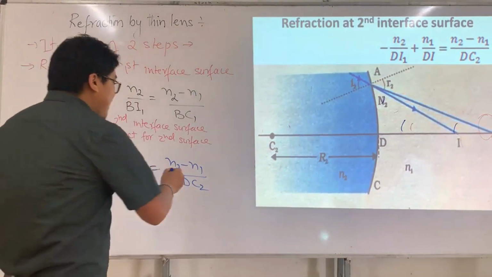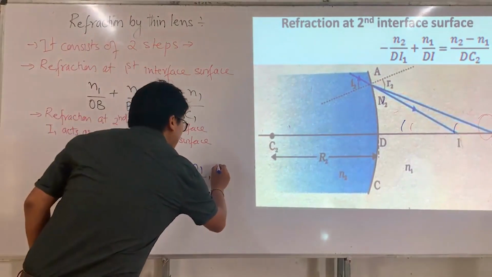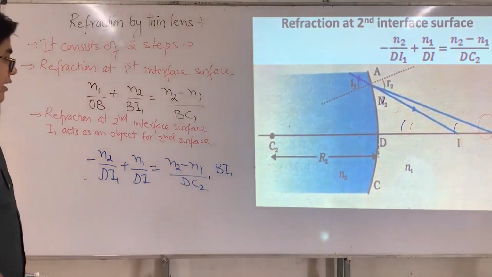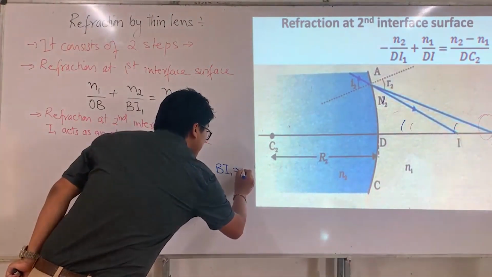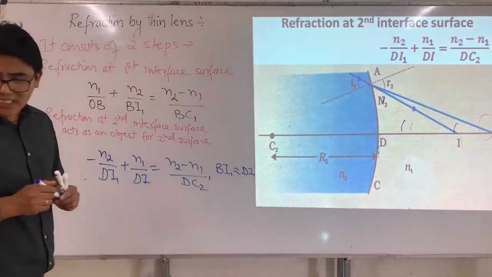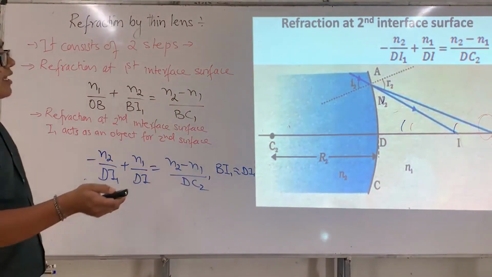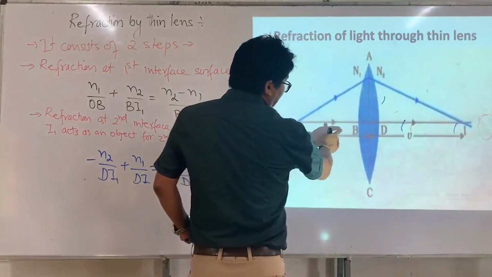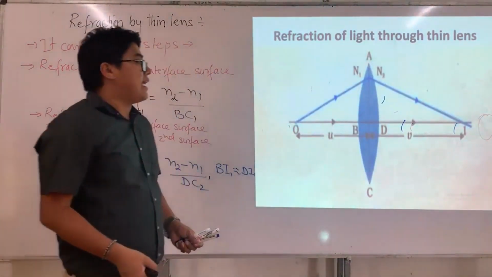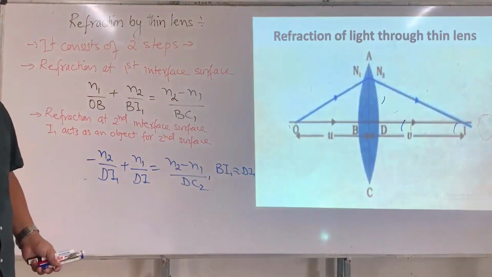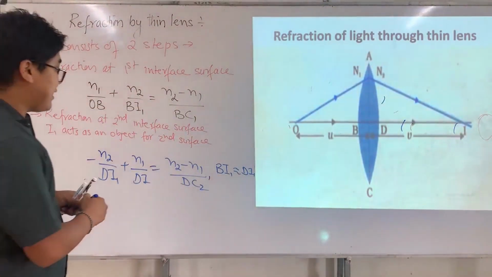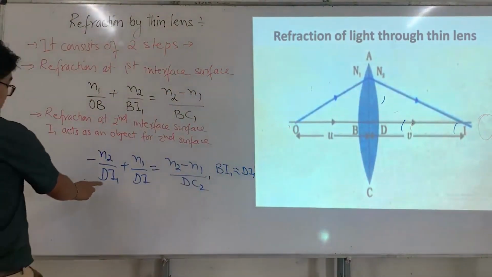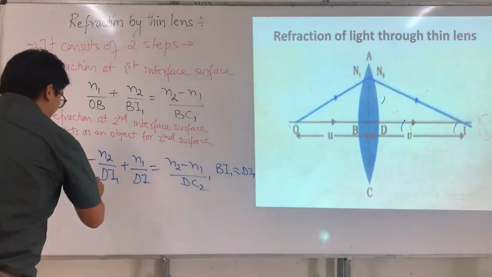Again, di1 is almost equal to di1. Why? Because the thickness of a lens is extremely small compared to the lens. The distance between B and D can be neglected. So therefore, I just say di1 is equal to di1.